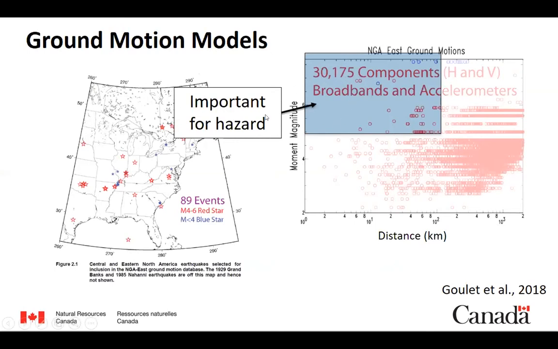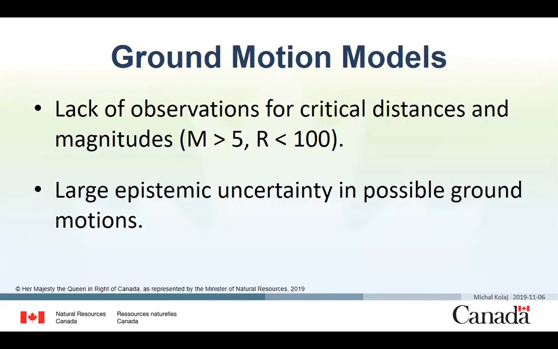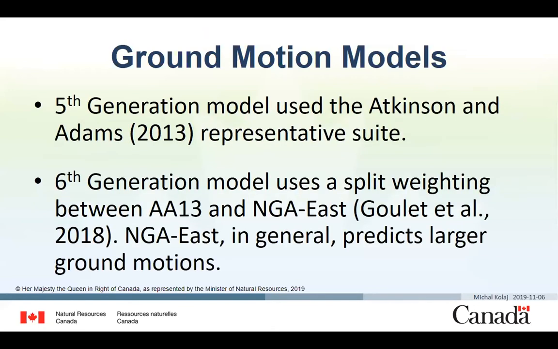And you can see that we do not have a lot of recordings. And because we don't have a lot of recordings, there's a lot of uncertainty as to what the ground motion models are in Central and Eastern North America. So we have a lack of observations. And when we have a lack of observations in a seismic hazard analysis, it means we have a lot of uncertainty. And a lot of uncertainty sometimes can drive hazard higher.